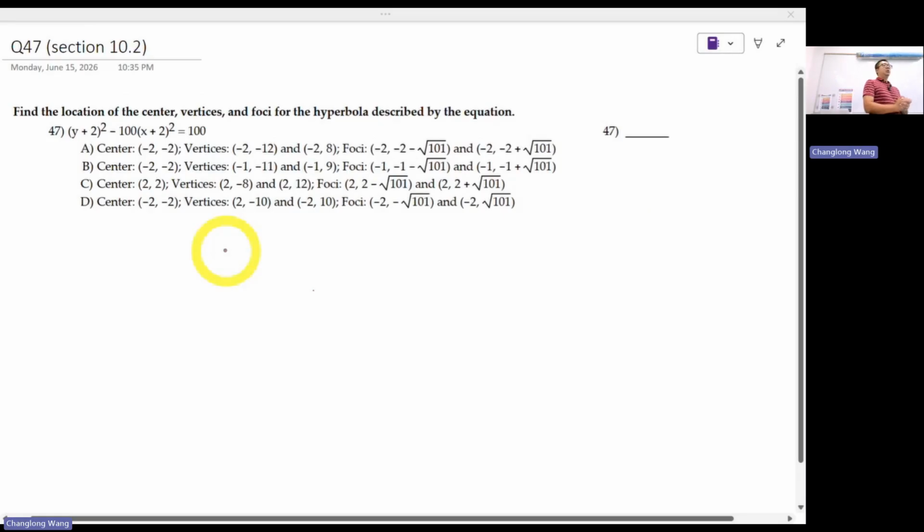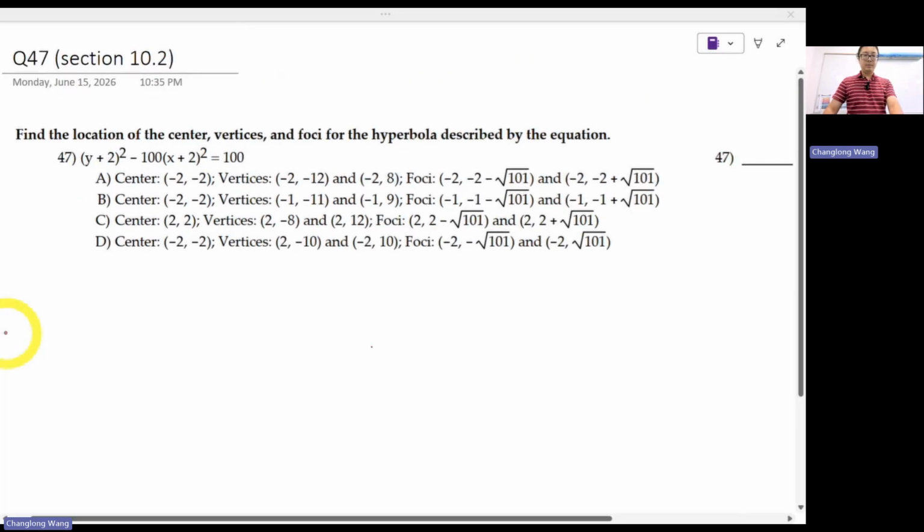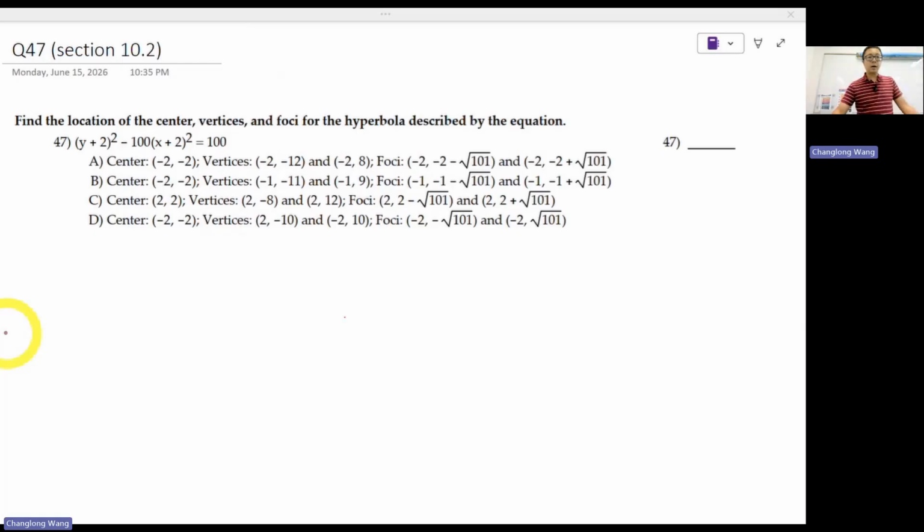All right, so as you can see, question 47 should be trivial now, right? From the standard form, you have to rewrite the equation to get standard form and find out where the center is, and go from there, finding the vertices and foci. But of course, you see those options, and from a graph, these options are actually easier to eliminate, right? So first off, you should see from the center, it will be (-2, -2). That means C is out.